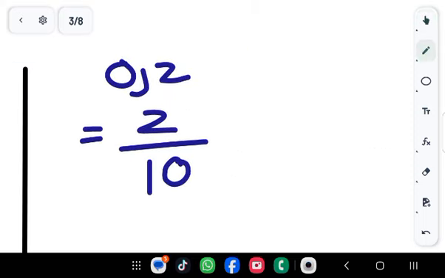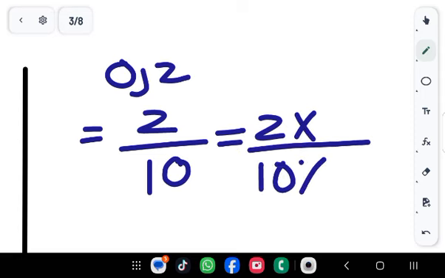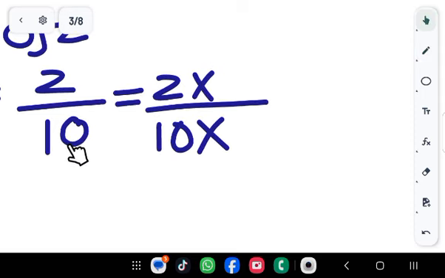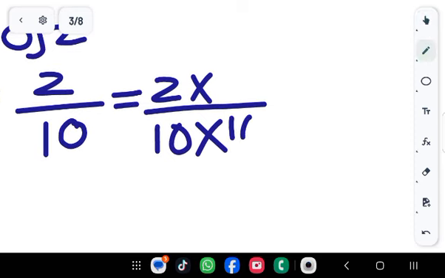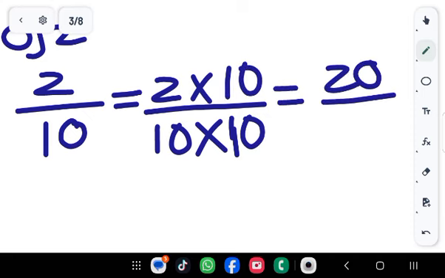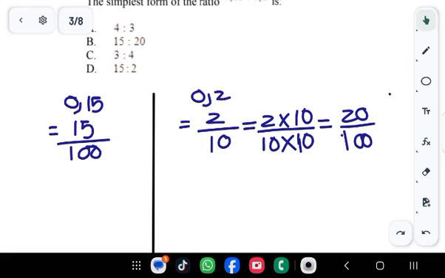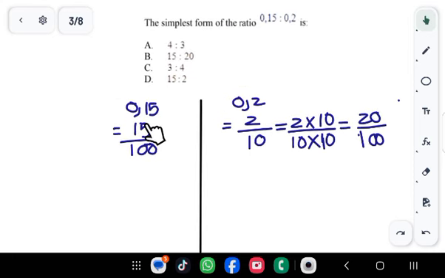So what we do with this one is we simply multiply. To take the 10 to 100, we multiply by 10. What we do to the bottom we must also do to the top. So that will also be equal to 20 over 100. You can even take your calculator and just confirm that. It will give you the same answer. So 0,15 is 15 over 100, and 0,2 is 20 over 100.